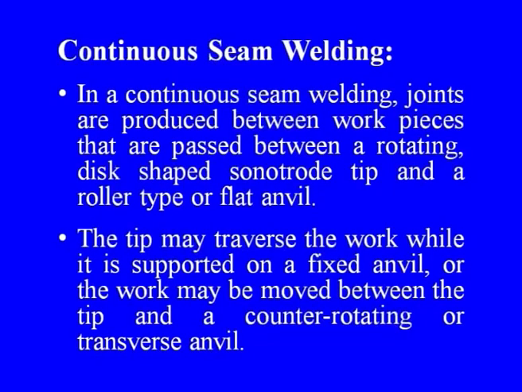The next is continuous seam welding. It is a continuous process. In this process, joints are produced between workpieces that are passed between a rotating disc shaped sonotrode and a roller type flat anvil. The tip may traverse the work while it is supported on a fixed anvil, or the work may be moved between the tip and a counter rotating or transverse anvil.